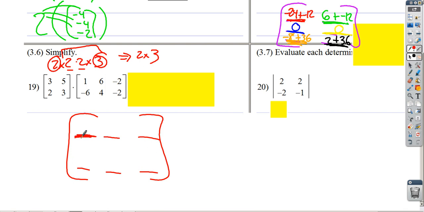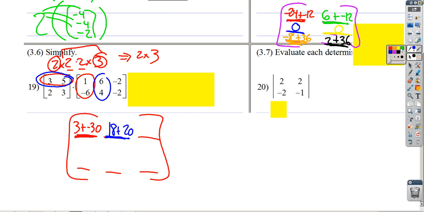This right here, this is first row, first column. So there's the first row, there's the first column. 3 times 1 is 3. 5 times negative 6 is negative 30. So let's change color here so we can see this a little bit better. This is first row, second column. So first row, second column, 3 times 6 is 18. 5 times 4 is 20.